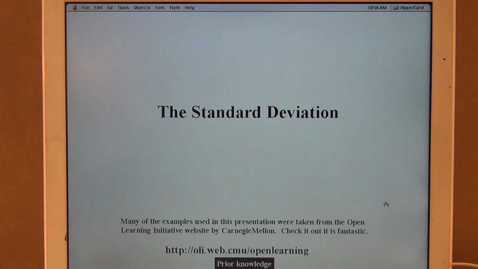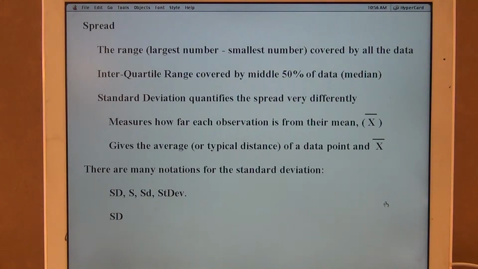Okay, let's get an overview of it. When we were working with the median, there were two measures of spread. The range, which is the largest number minus the smallest number, uses all of the data, and is used when the measure of central tendency is the median. And then the interquartile range, which covers the middle 50% of a data set, and again is used when the median is the measure of central tendency.